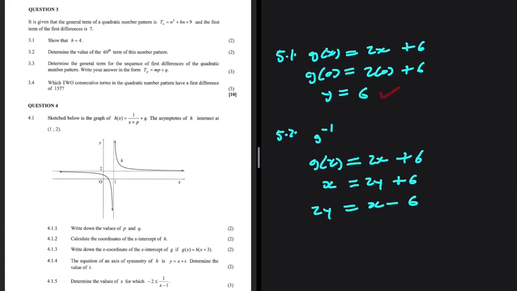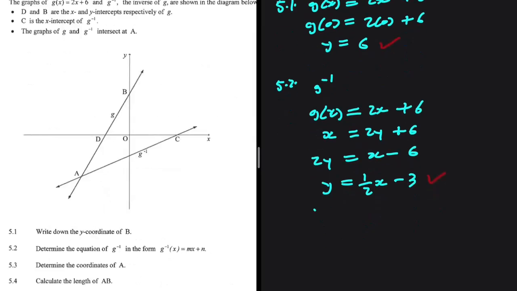We just need to divide both sides by 2. So we're going to get y equals 1 divided by 2 x minus 3. This is the equation of g inverse. Now we can conclude and say that g inverse of x equals a half x minus 3.